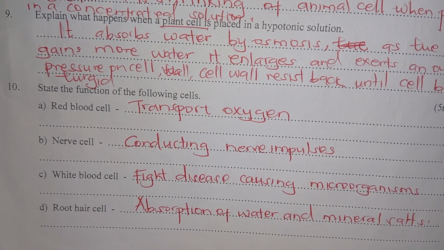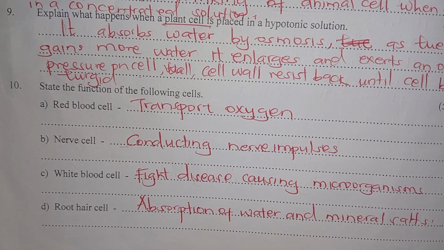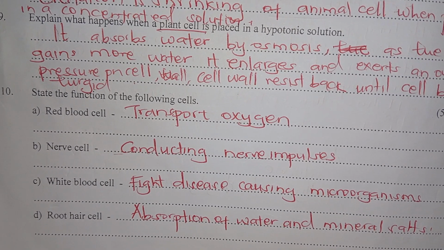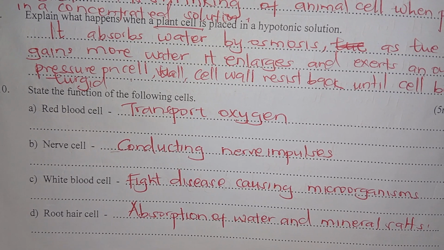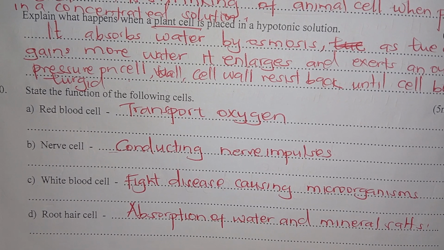State the function of the following cells. Red blood cells are used for transport of oxygen. Nerve cells are for conducting nerve impulses. White blood cells fight disease-causing microorganisms, and the root hair cell is for absorption of water and mineral salts.